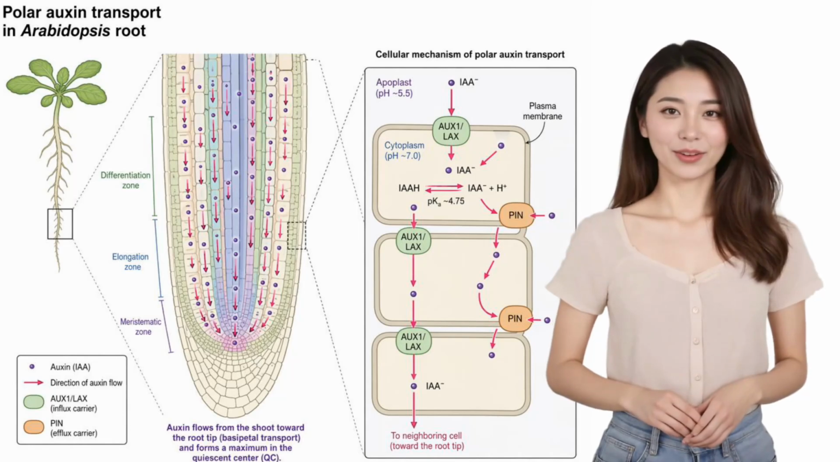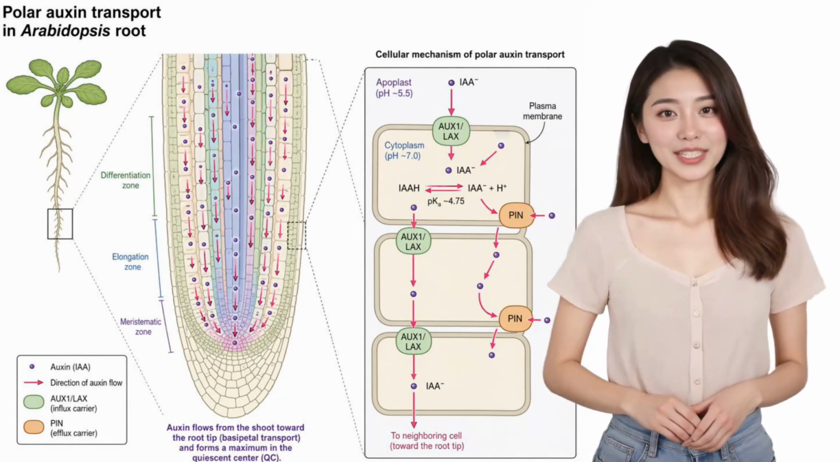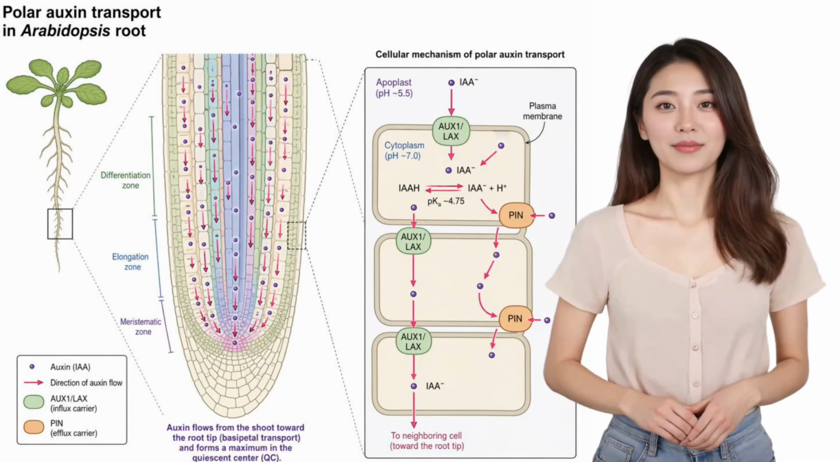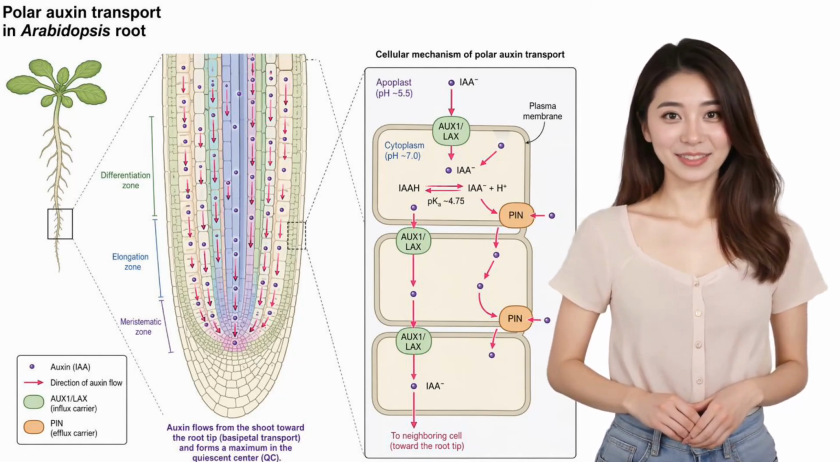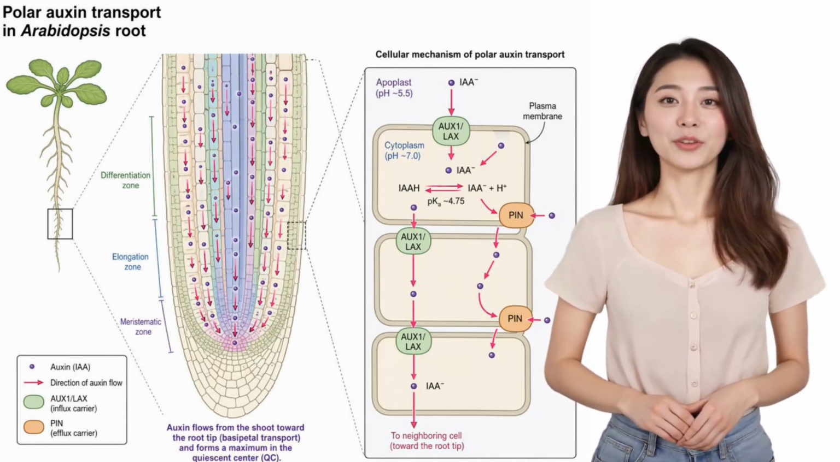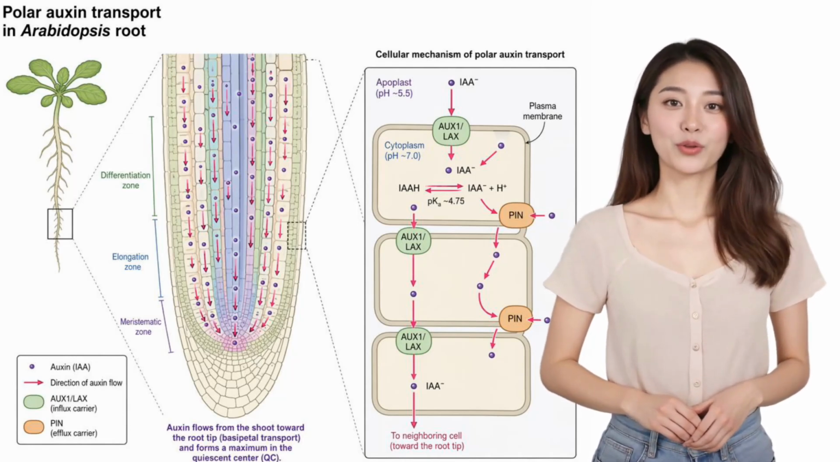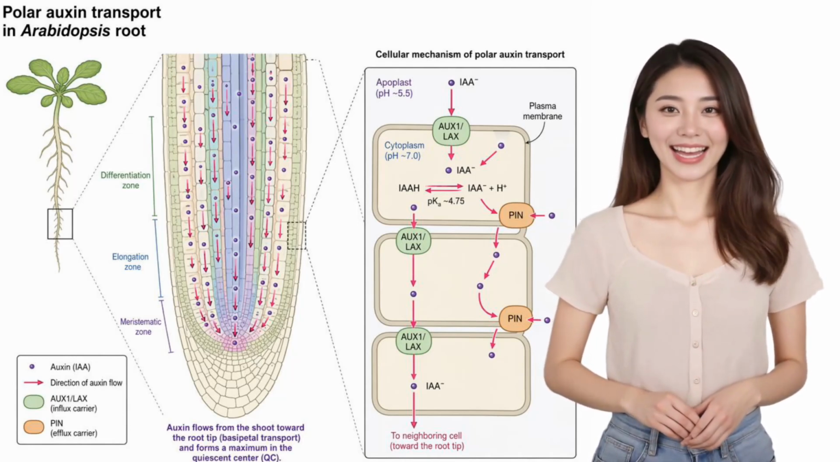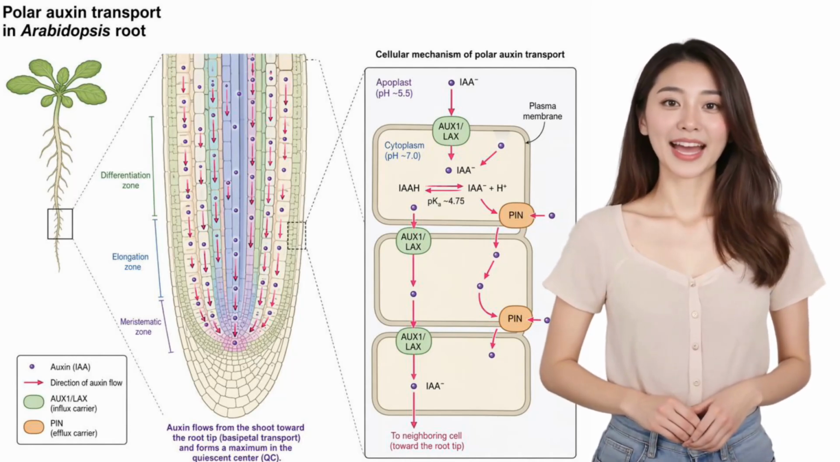Now look at the right panel. This is where the molecular elegance really comes through. Here we see what happens at the cellular level. In the apoplast, the extracellular space between cells, the pH is approximately 5.5. At this acidic pH, auxin, specifically indole-3-acetic acid, or IAA, exists in a protonated, uncharged form, IAAH.